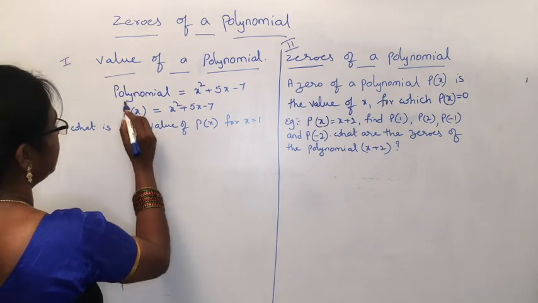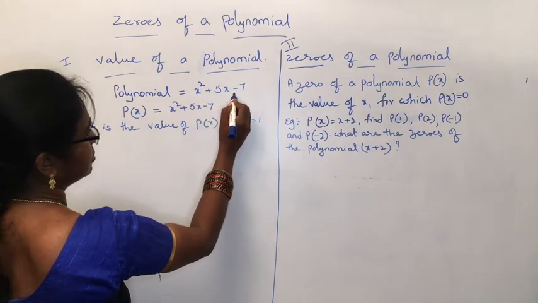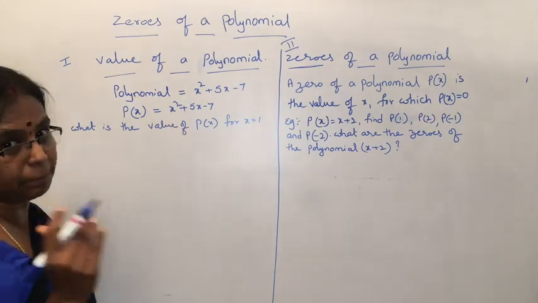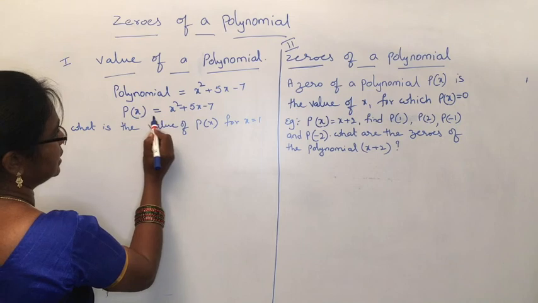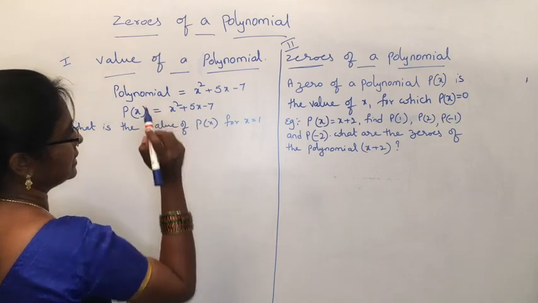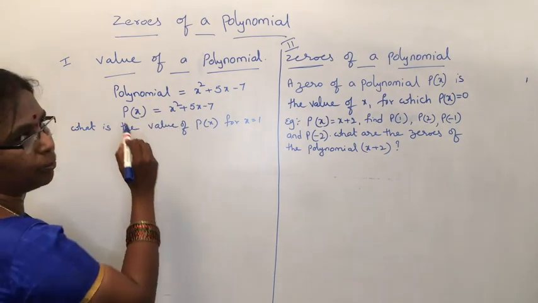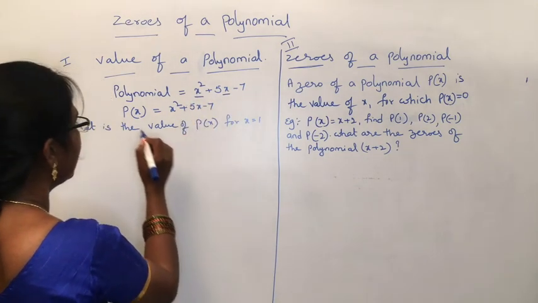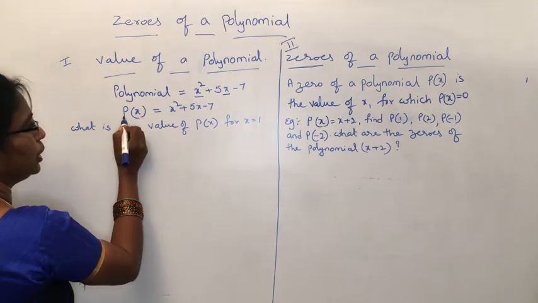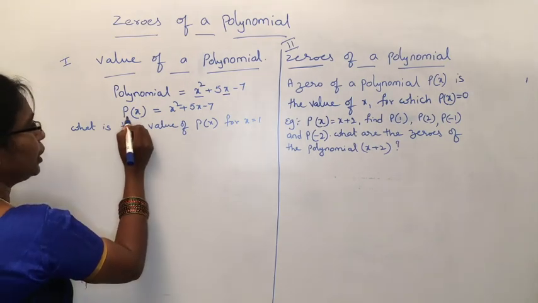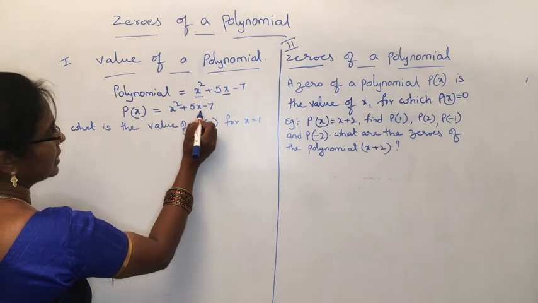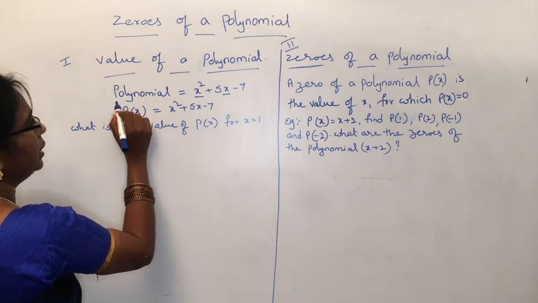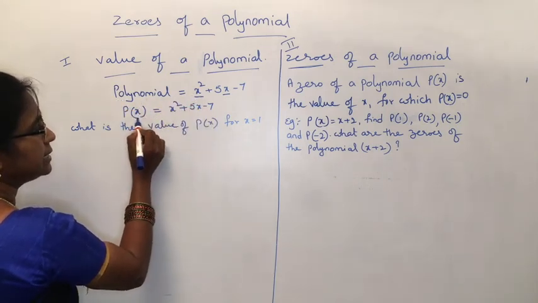Suppose, for example, one polynomial x square plus 5x minus 7. This is a quadratic polynomial. Then how do we write it symbolically? P of x is equal to x square plus 5x minus 7. What is P of x? Polynomial in x. Here what variable are we taking? x. Then we write P of x, that is polynomial in x. Then P of x is equal to x square plus 5x minus 7. This is how we write it symbolically in mathematics. Here this is the verbal form, and this is the symbolic form.